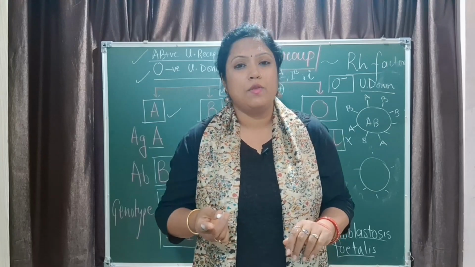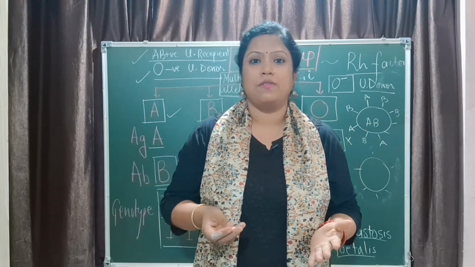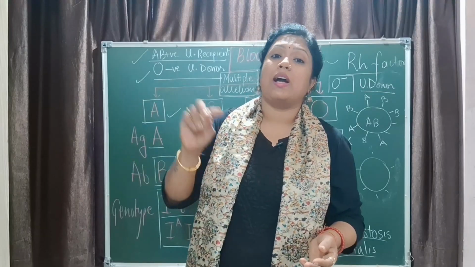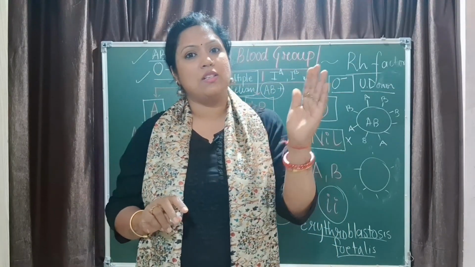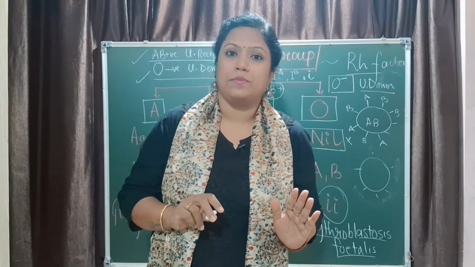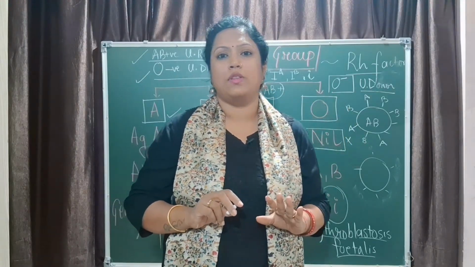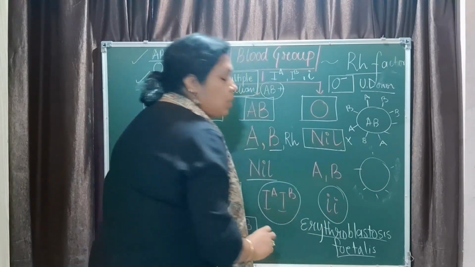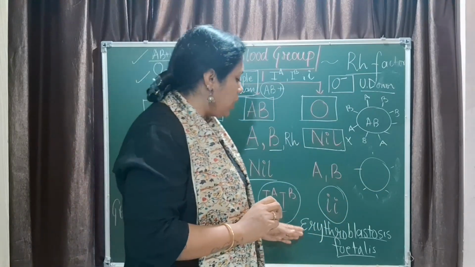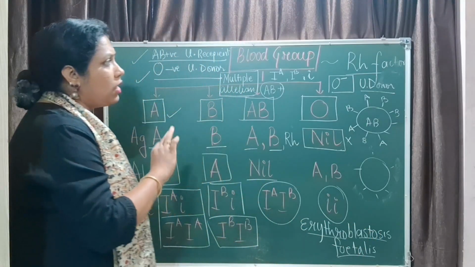For the second delivery, what happens? The mother starts producing antibodies against the positive Rh antigen and starts killing the fetal blood. You know that antibodies can transfer through the placenta, right? So, it can go and kill the RBC of the baby, which leads to a condition called erythroblastosis fetalis. Okay, so this is all about blood group.